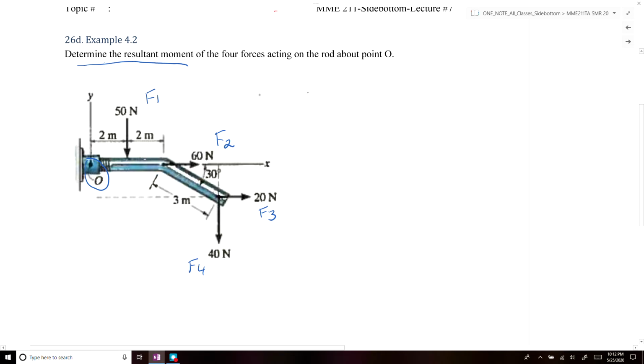So to determine our resultant moment about point O, that's the sum of all of the individual moments. So it'll be the moment due to force 1 plus the moment due to force 2 plus the moment due to force 3 plus the moment due to force 4. Right? So we're going to solve for each of the individual moments. The first one we're going to solve for is the moment due to force 1.